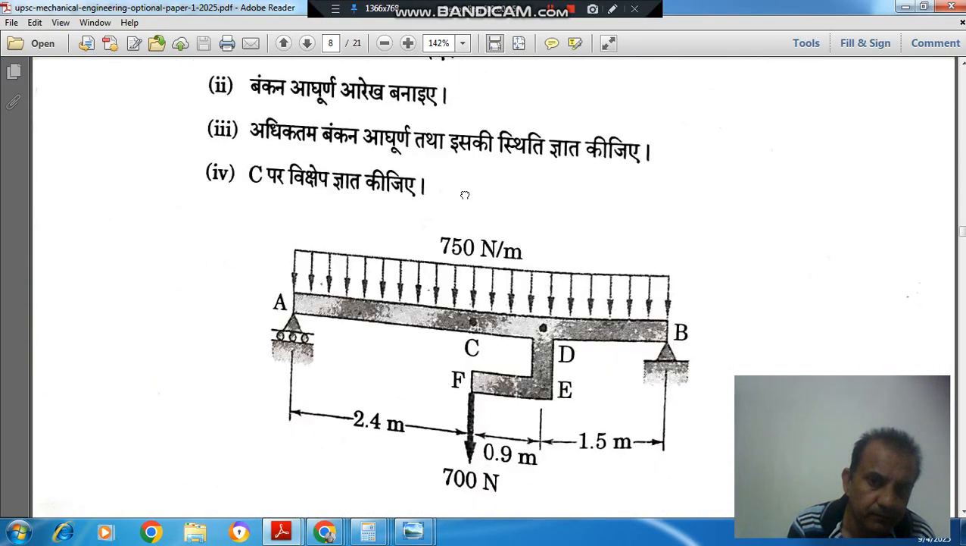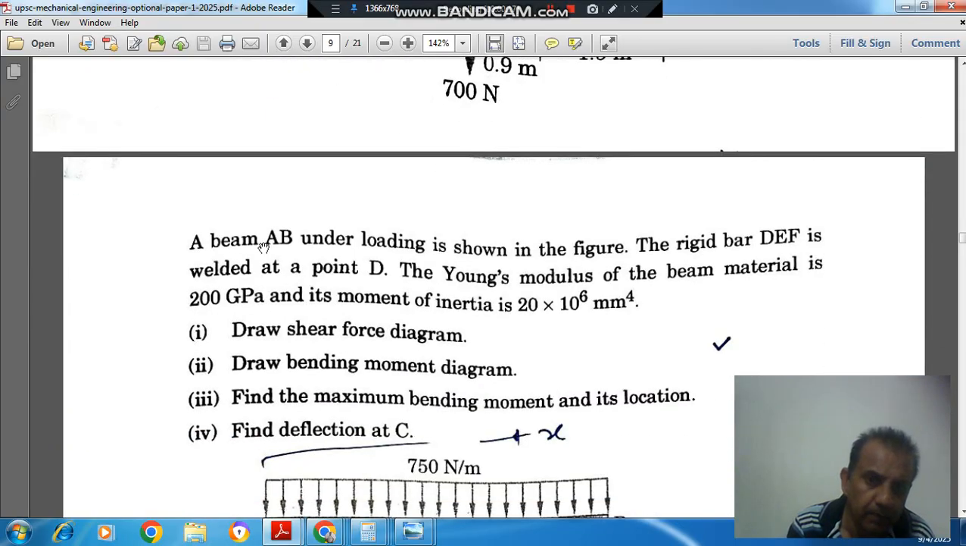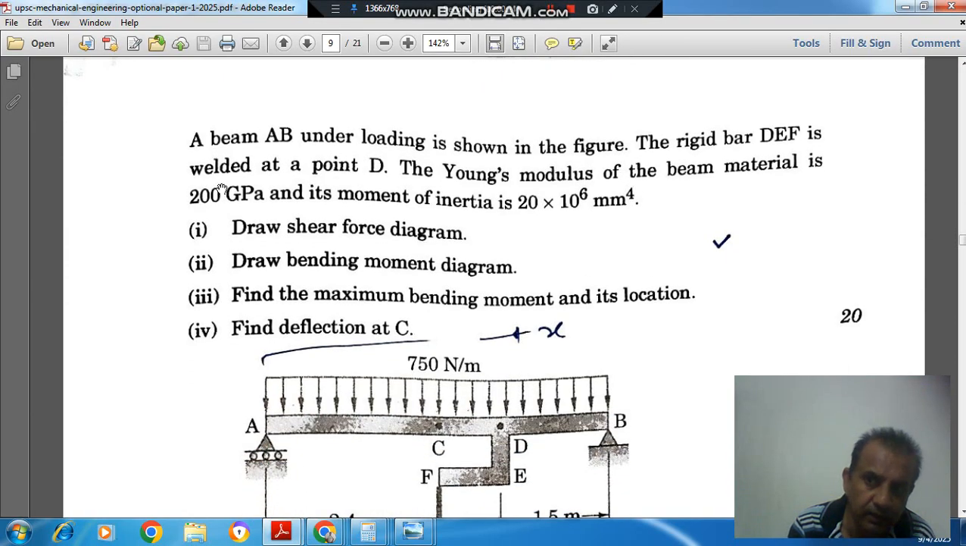A beam AB under loading is shown in the figure. The rigid bar DEF is welded at a point D. The Young's modulus of beam material is 200 GPa and its moment of inertia is 20 into 10 power 6 mm4.